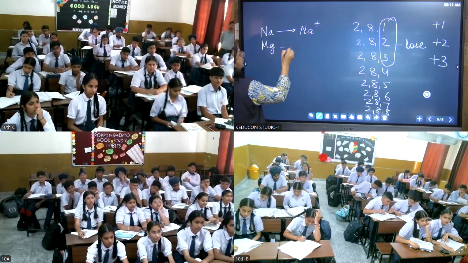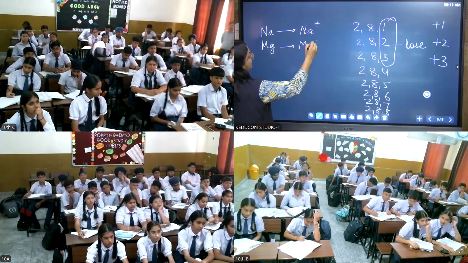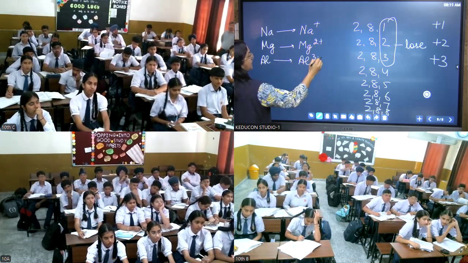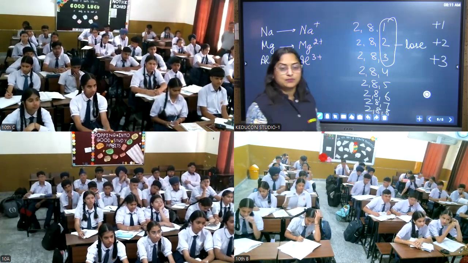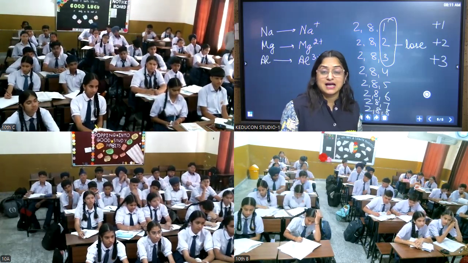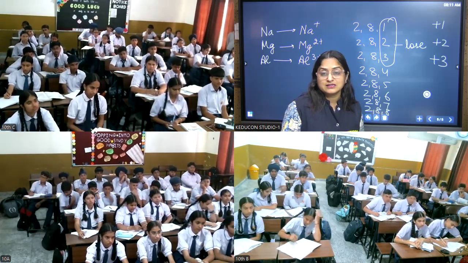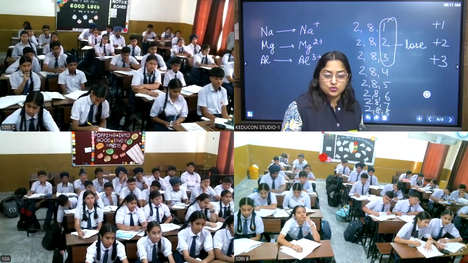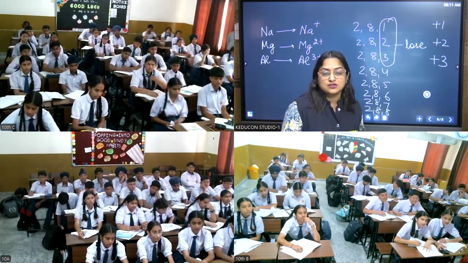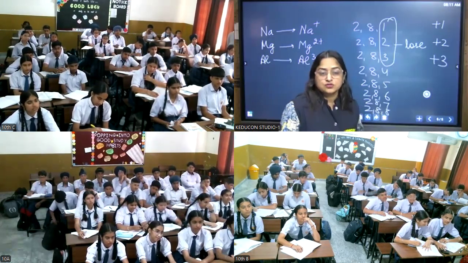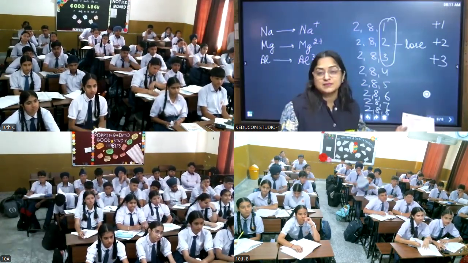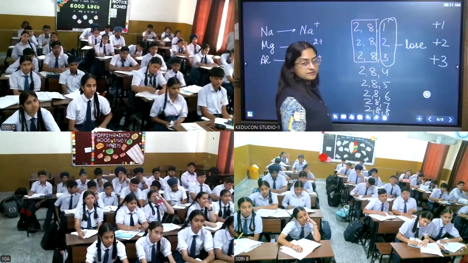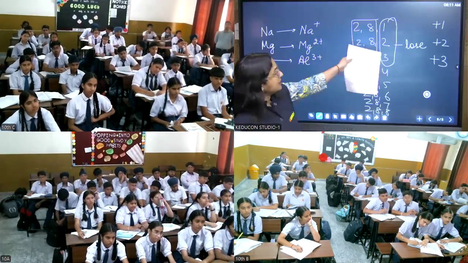Magnesium will tend to lose 2 electrons to form Mg2 positive. Aluminium will tend to lose 3 electrons and form Al3 positive. You must have done these ions also to make the formulas. Have you done these ions? Have you heard them? Have you used them in the formulas? Yes or no? Yes. So because they show these charges because they get a fully filled shell, which makes them stable. So they tend to lose 1 electron to get stable.